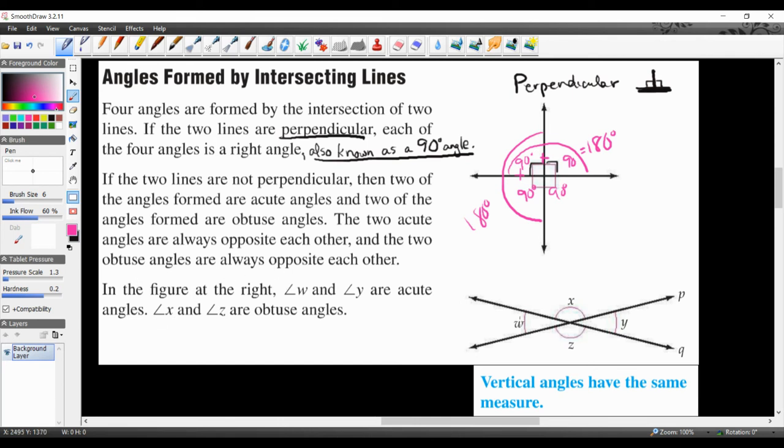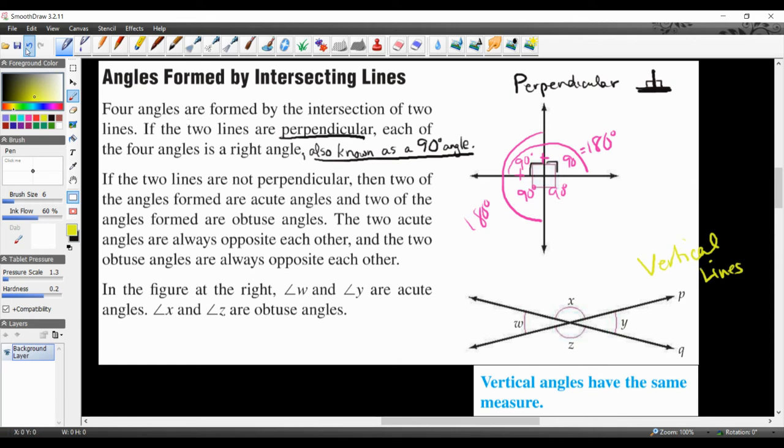We have another figure here where we have two intersecting lines. Just because they intersect doesn't mean that they're perpendicular. You can see right away that these two are different from each other. These on the bottom are actually called vertical lines. Let me get a different color for that. These are called vertical lines.